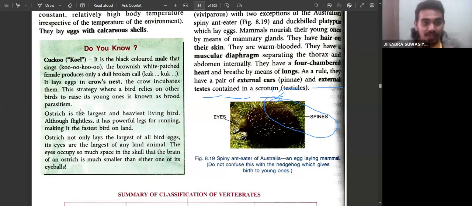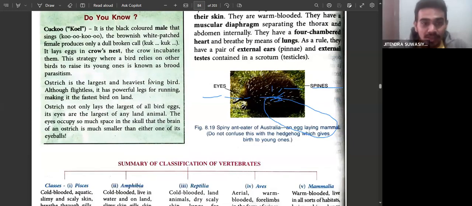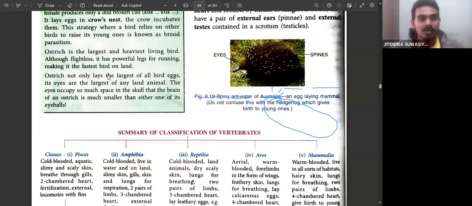This strategy, where a bird relies on other birds to raise its young ones, is known as brood parasitism. The crow protects the eggs of the other bird, and later the young grows and hatches. So this parasitism is known as brood parasitism.